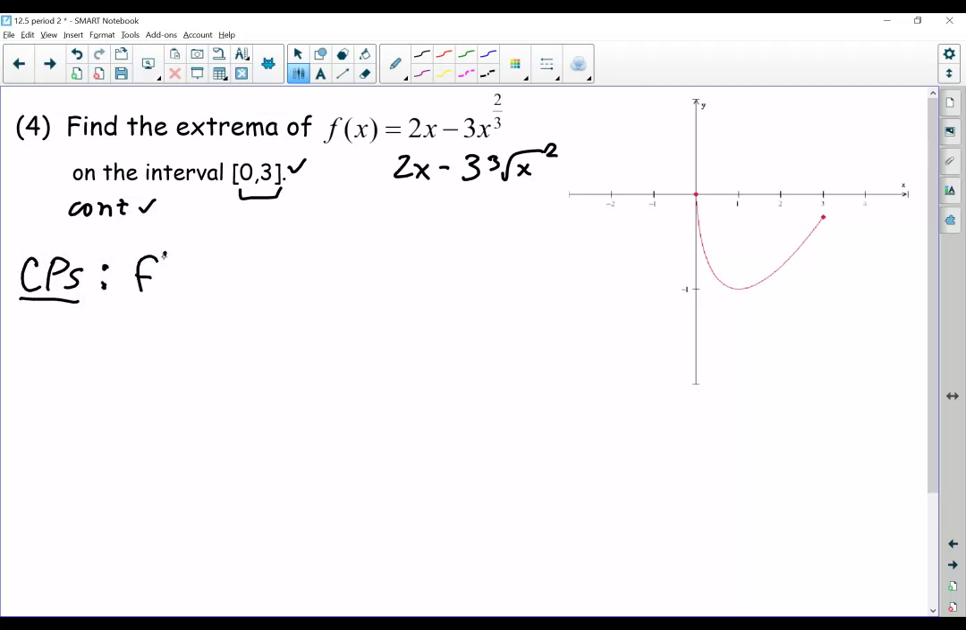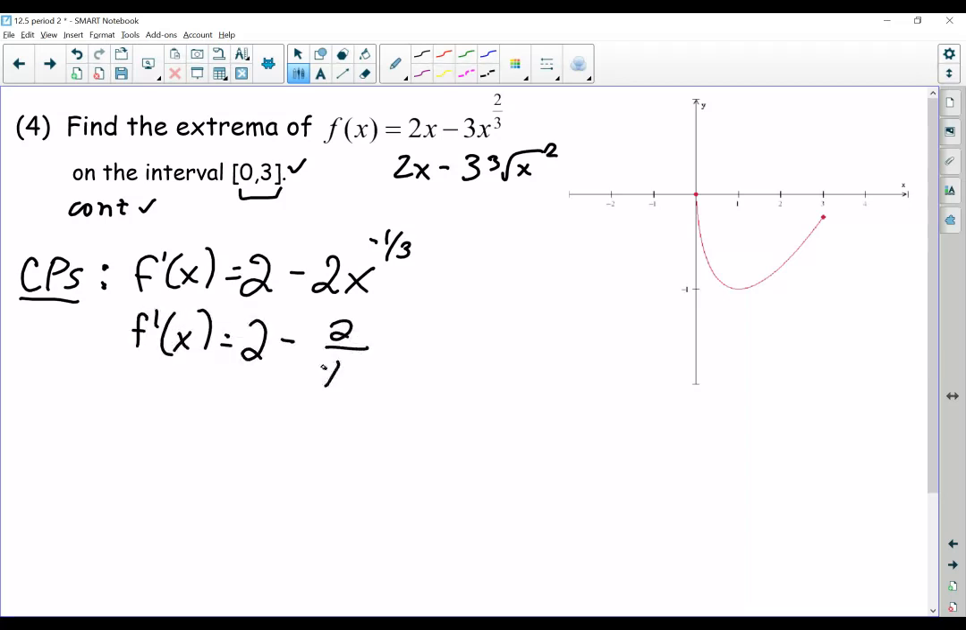So I'm going to find the derivative function. Now I'm going to have to use the power rule here. So 3 times 2/3 would be 6/3, which is just 2. 2/3 minus 1 is x to the negative 1/3. And so if I clean this up, I get 2 minus 2 over x to the 1/3.